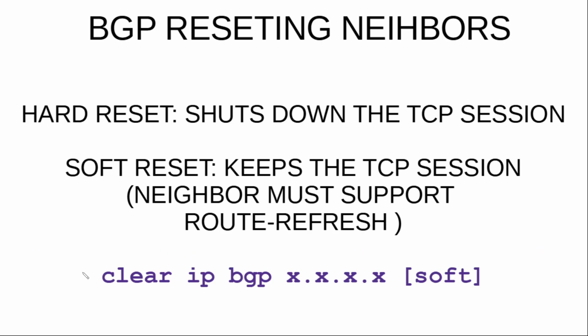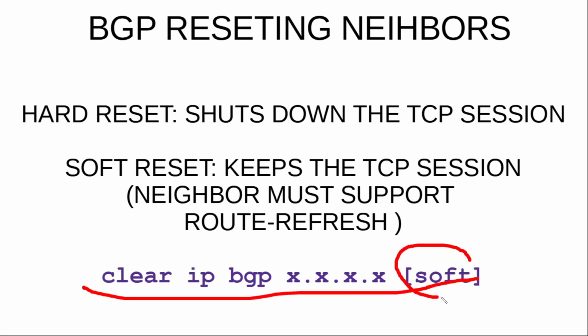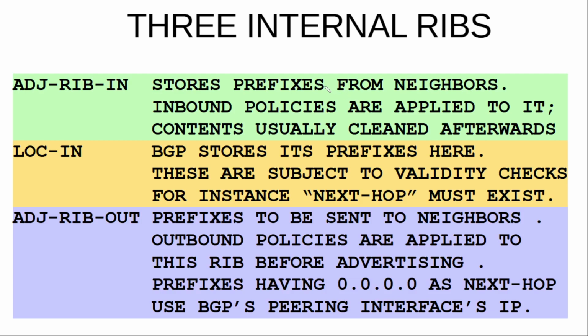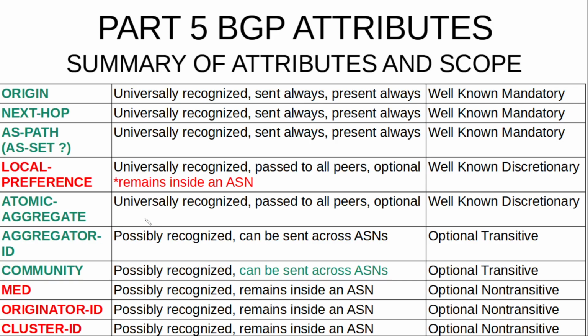Now we can reset a BGP session using this command. Always use the soft parameter so you don't kill the TCP session. Remember that we actually have three RIBs with BGP. We have the BGP table that we usually work with, which is the local RIB, and then we have a RIB for each neighbor. So we have this RIB for advertisements that are being received from neighbors, and this RIB for advertisements that we are going to send to neighbors.